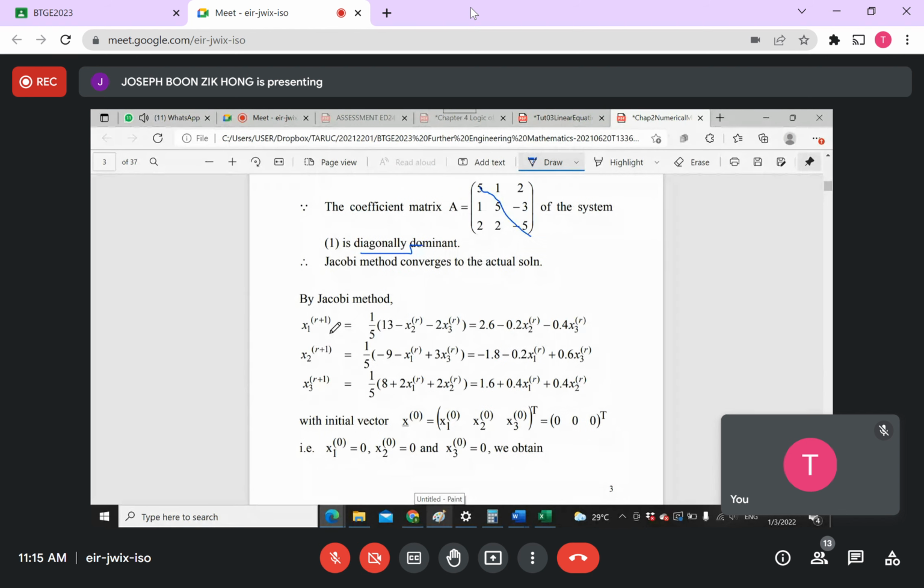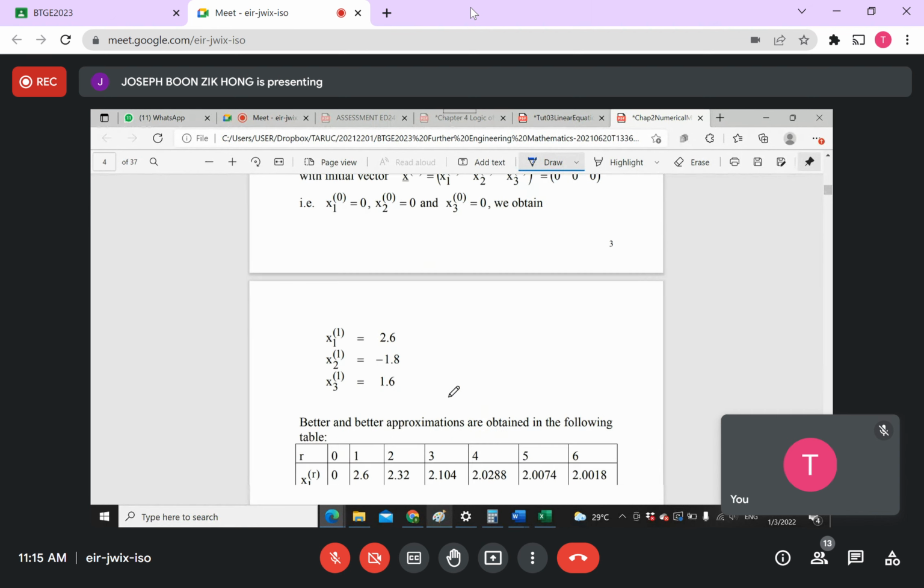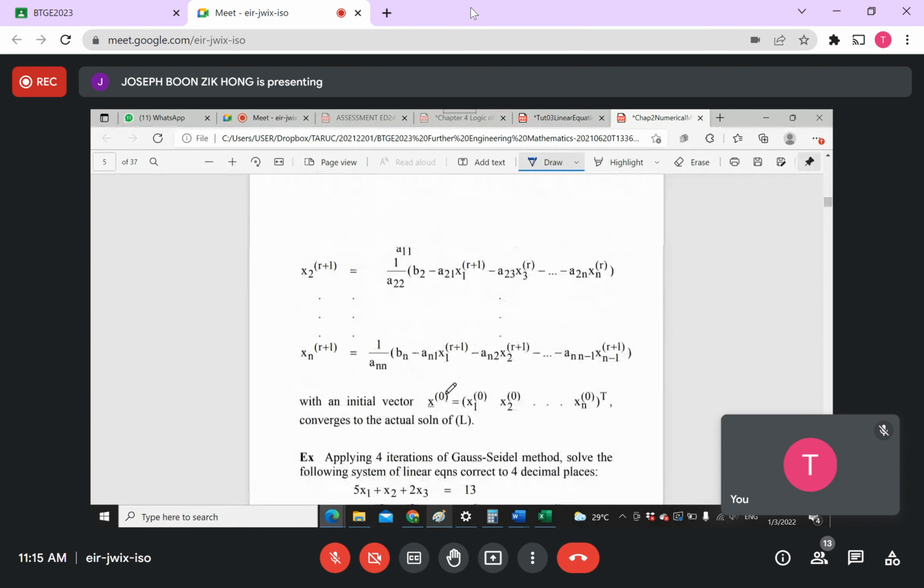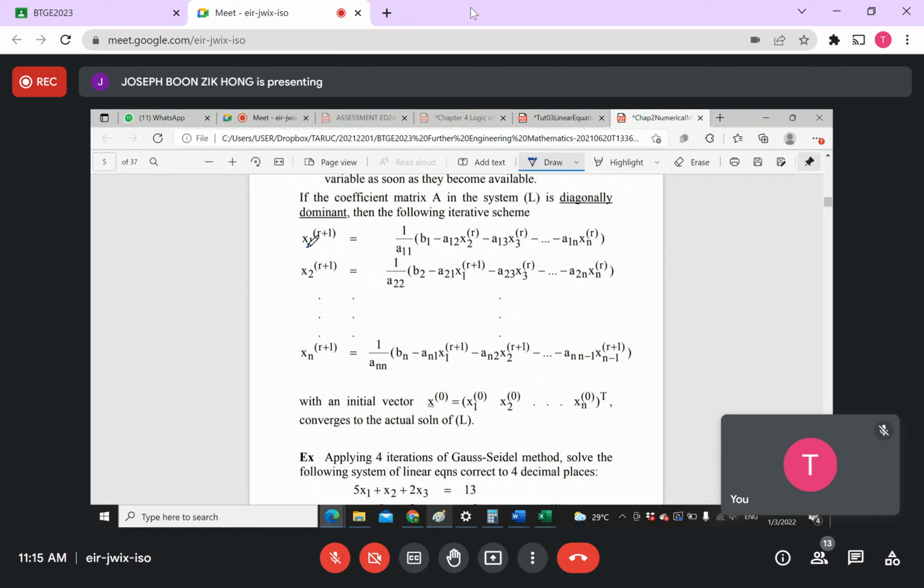Basically they are the same, but what is different is that in Jacobi, when you calculate for r plus 1, we always use r only. But for Gauss-Seidel, it's a bit different. When you calculate x1 for r plus 1, we use r. But when you calculate x2 for r plus 1, the x1 r plus 1 is used already, not waiting until the next round. We use it directly, so normally this will be faster and we get the answer faster.